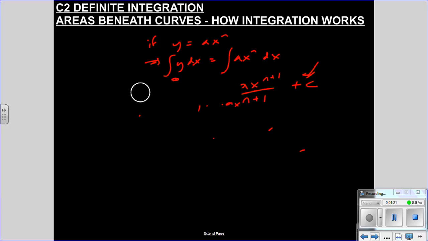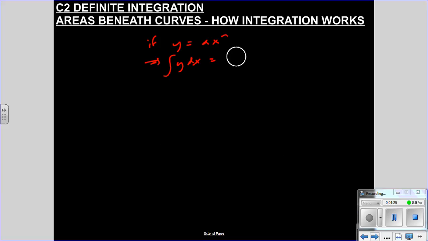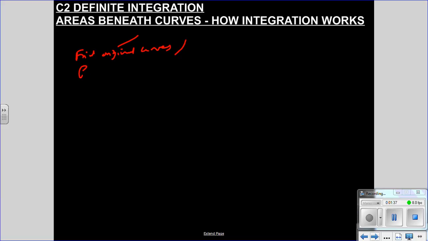C2, however, depends on that second idea of what integration does. So remember, integration can find original curves or particular solutions, but it can also, among other things, find areas beneath curves.